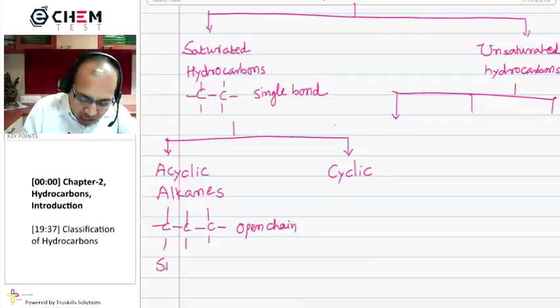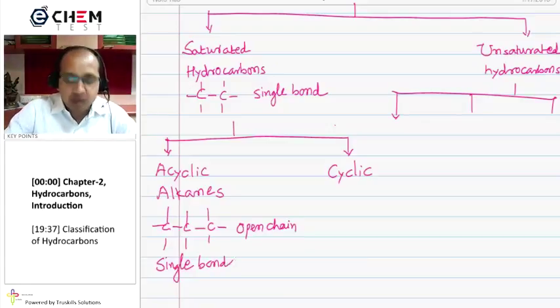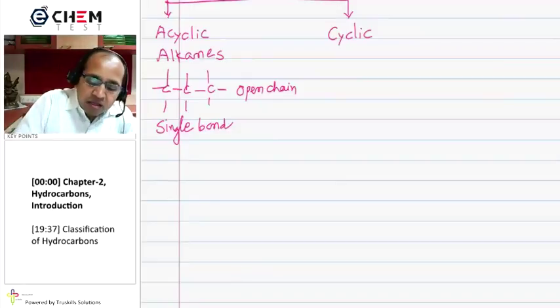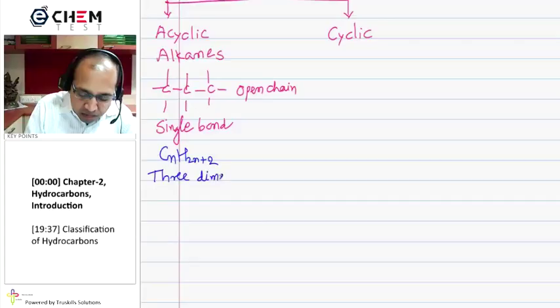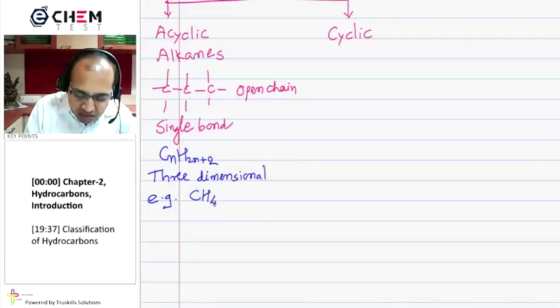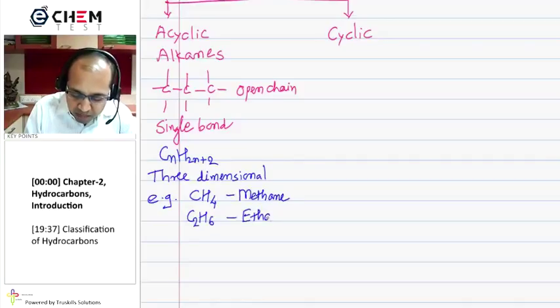And here only carbon-carbon single bonds are present in the entire compound, and this type of compound has the general formula CnH2n+2. This type of compound is three-dimensional in nature. The first member has one carbon, so that is CH4, which is known as methane. Same way, if you have two carbons, then C2H6, which is known as ethane. If you have three carbons, then C3H8, which is known as propane.